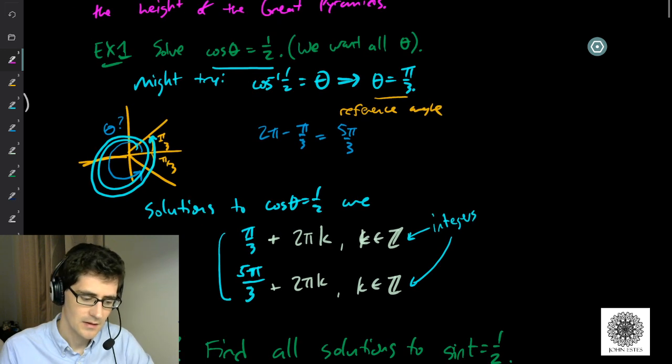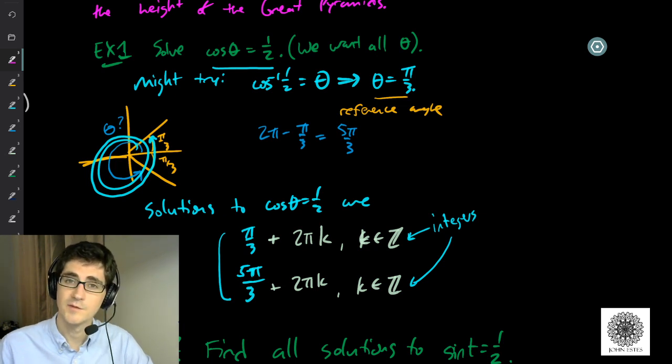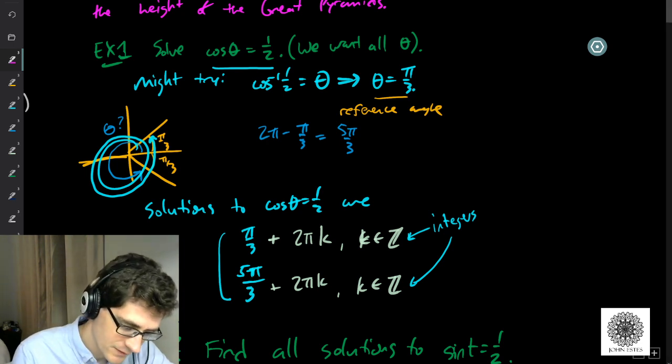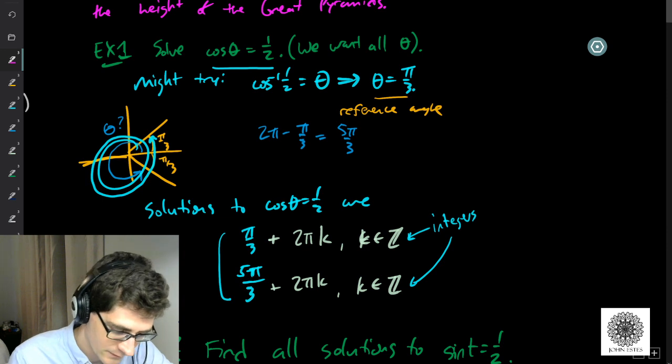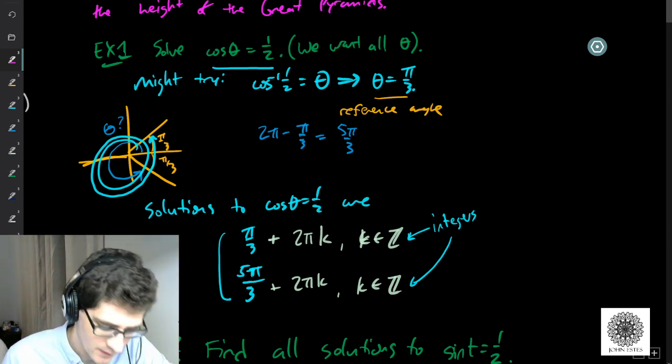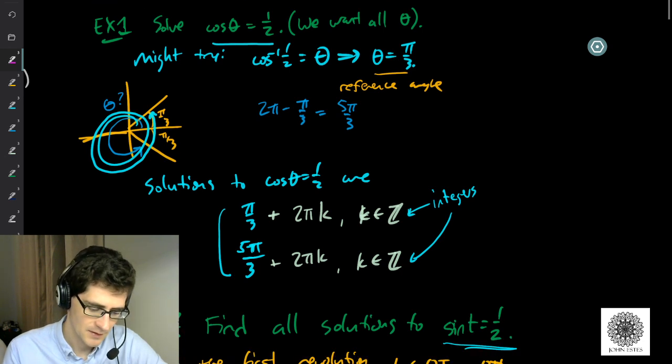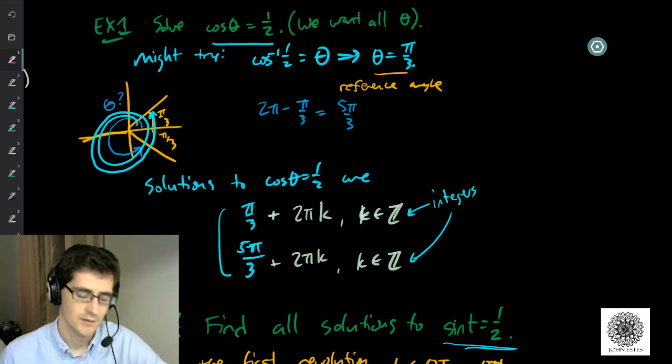And remember, cosine's positive in the first and the fourth quadrant, so we use pi/3 as our first quadrant reference angle, and then as our fourth quadrant angle, we got 5 pi/3. But then remember, if we keep adding multiples of 2 pi, cosine will repeat itself. And so that's why we say plus 2 pi k, k being an integer.